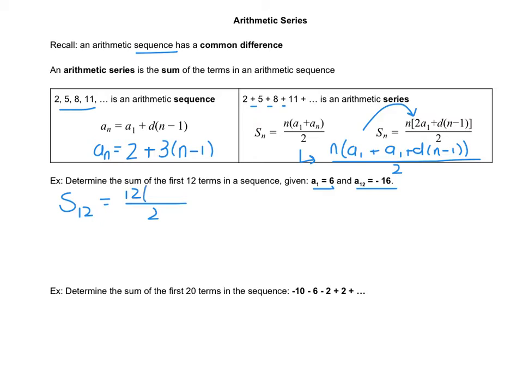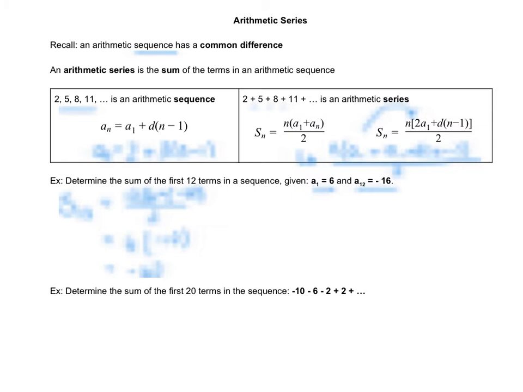The first number is 6, and I'm going to add it to the last number, which is negative 16. So 6 pairs. 6 plus negative 16 is negative 10. So each pair has a sum of negative 10, to get negative 60. So the sum of the first 12 terms is negative 60.